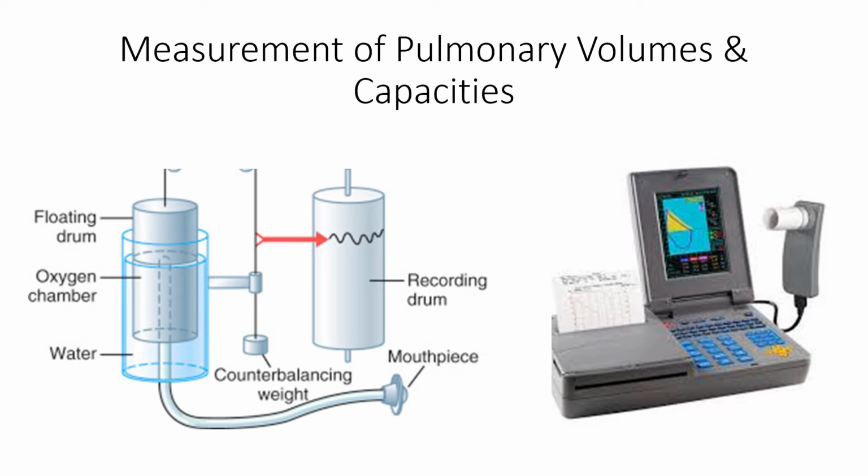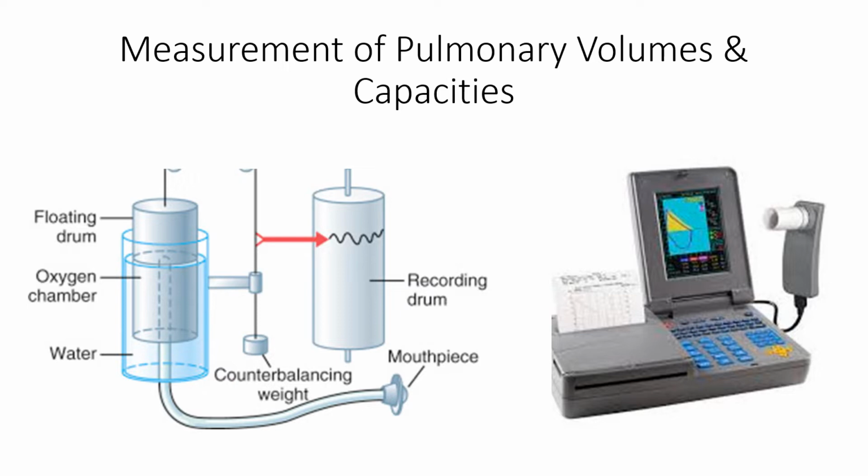Pulmonary ventilation can be studied by recording the volume movement of air into and out of the lungs, a method called spirometry. A spirometry machine, or a spirometer, is shown here. The basic spirometer consists of a drum inverted over a chamber of water. The newer spirometers are more compact and digital.